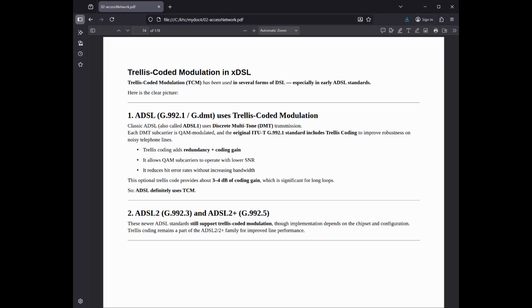Pros and cons of TCM in xDSL. Spectral efficiency: Pro, provides coding gain, typically 3 to 6 dB, without increasing the required bandwidth. Noise immunity: Pro, excellent at handling the Gaussian noise and crosstalk found on copper lines. Latency: Con, because the Viterbi decoder must look at a sequence of symbols to make a decision, it introduces a small amount of processing delay. Complexity: Con, requires significantly more computational power in the DSLAM and modem chips compared to uncoded QAM.